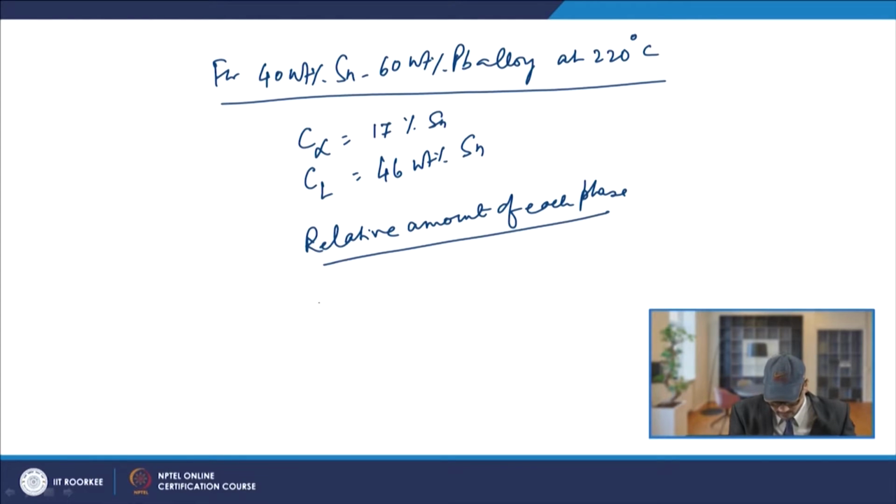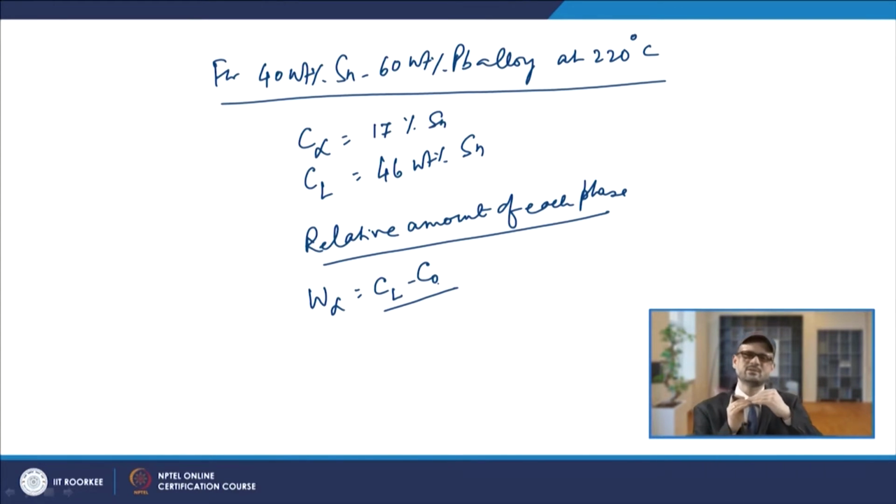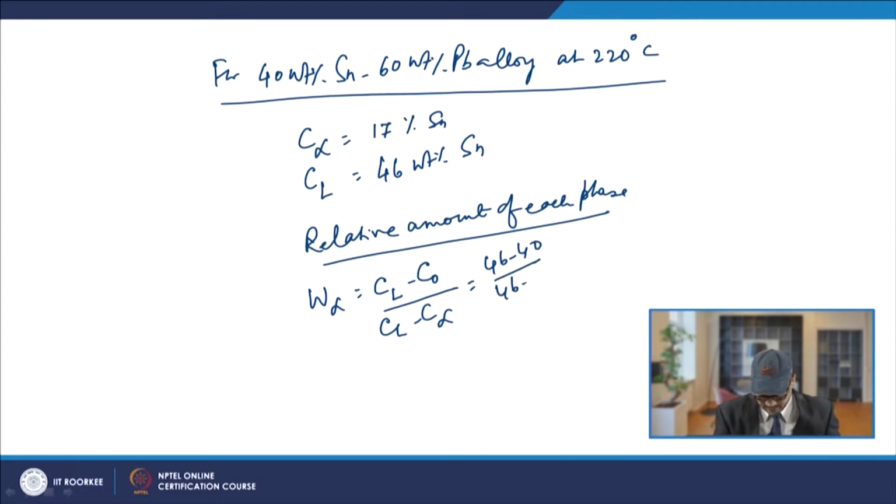So, you can calculate the alpha phase, as you know that alpha is towards the left. So it will be C L minus C naught divided by C L minus C alpha. Beta is not here because we are dealing with a temperature above the eutectic point, so you have only the liquid point coming out. When we talk about the temperature below the eutectic temperature, there was the beta phase, otherwise you have the liquid phase. We have C naught as 40 weight percent. So it will be 46 minus 40 divided by 46 minus 17, and it comes out to be about 0.21. So 21% is W alpha.